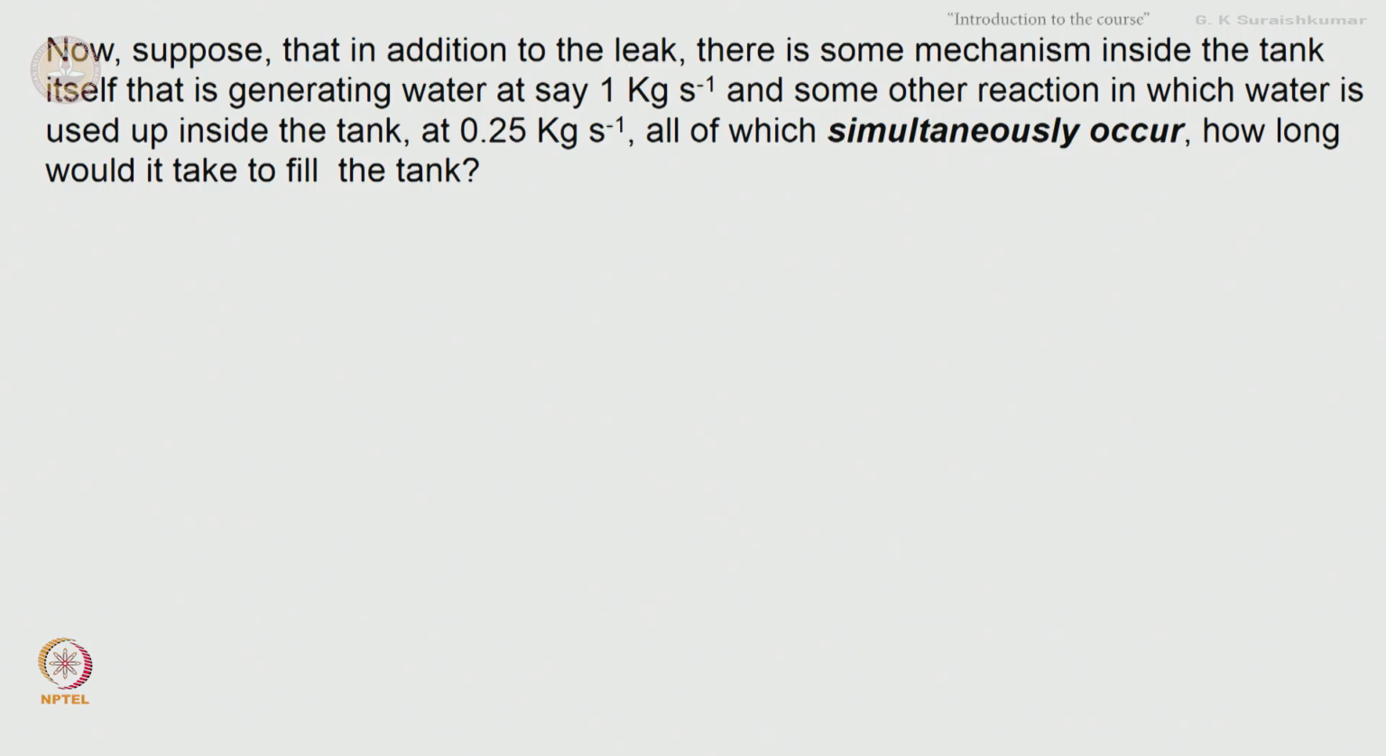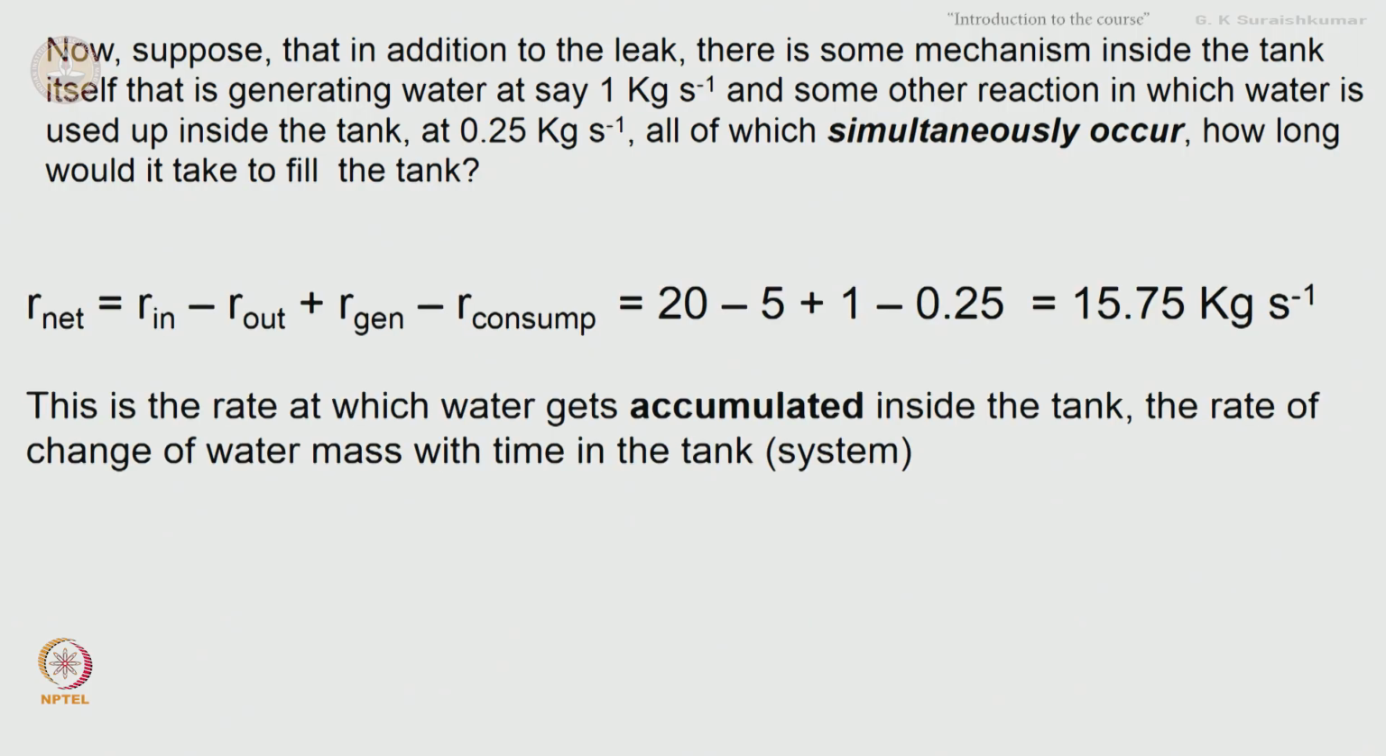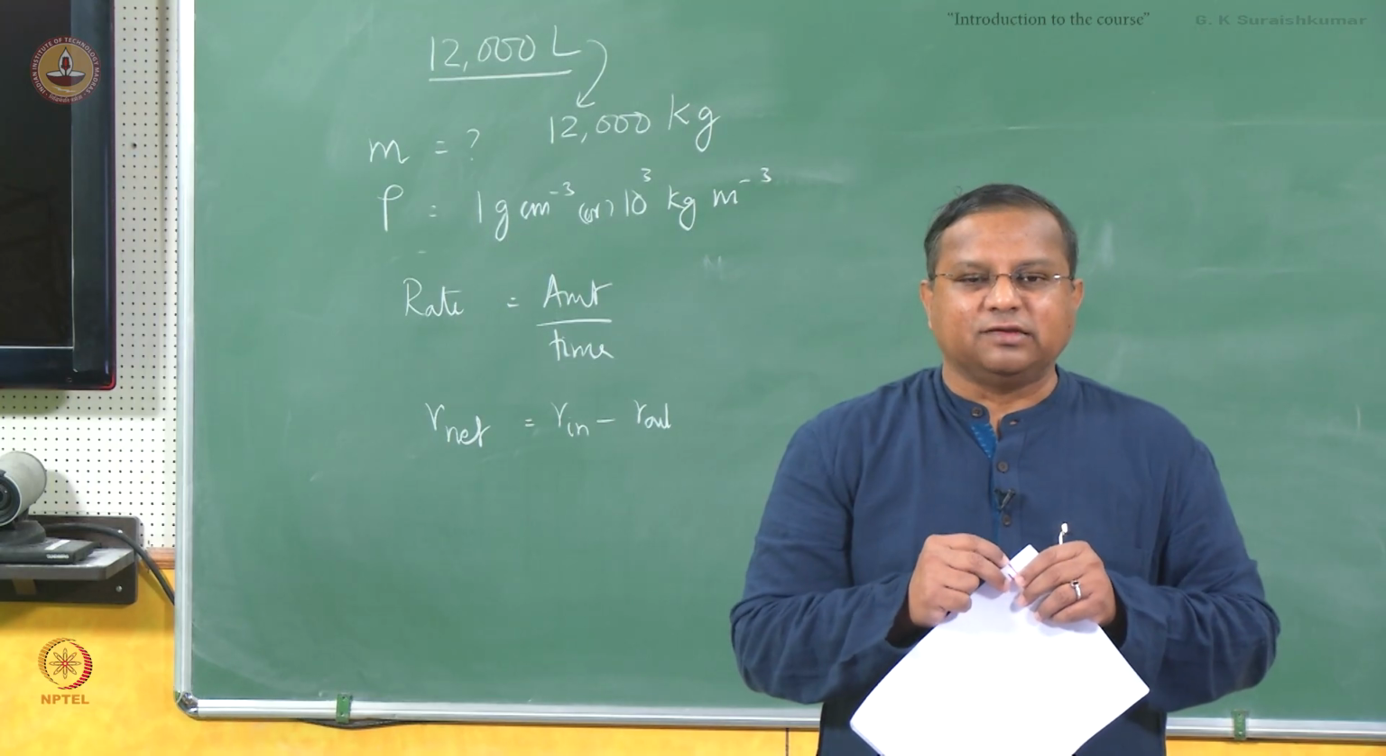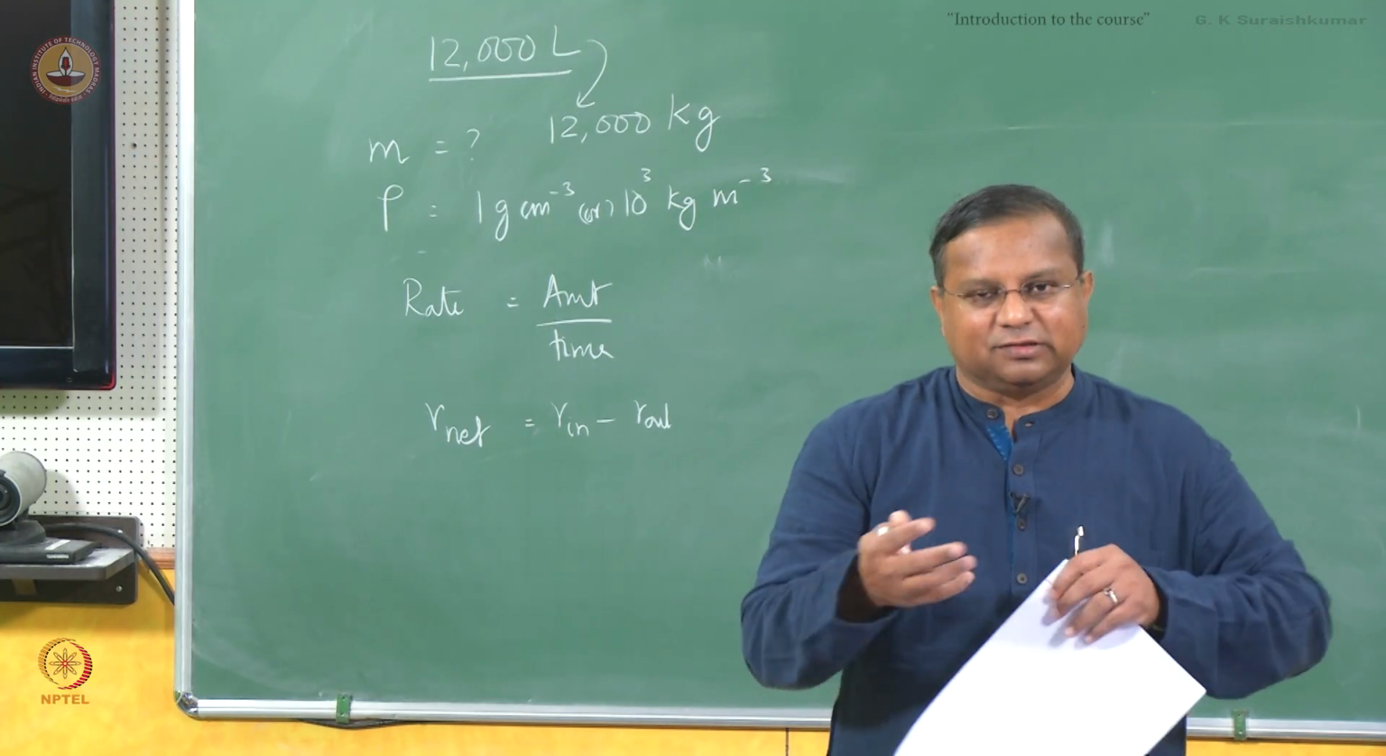Okay. Now, you know the approach. You need to get at the net rate. The net rate in this case would be rate of input minus rate of output plus rate of generation minus rate of consumption. 20 minus 5 plus 1 kilogram per second is the rate at which it is generated now. 0.25 kilogram per second is the rate at which it is getting consumed by a reaction. You put it all together, it is 15.75 kilogram per second. This is the rate at which water gets accumulated inside the tank, and the rate of change of water mass with time in the tank, which is our system.